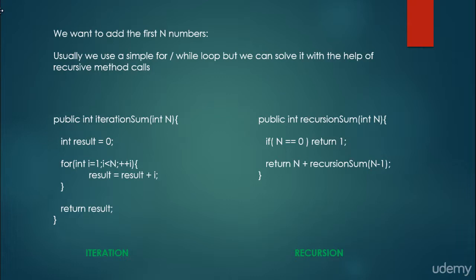As far as the recursion sum method is concerned, we have to define a base case in order to avoid infinite loops, as we have discussed. So the first line, if n equals 0, return 1, this is the base case. If n is equal to 0, we return 1. If we miss out this line, our code would run forever. It is going to call itself over and over again. And anyway, we just return n plus recursion sum n minus 1. So we are going to call the same method for a subproblem, not for n, but n minus 1.